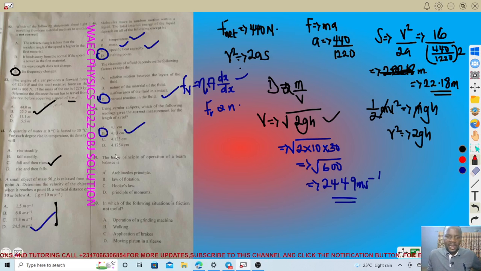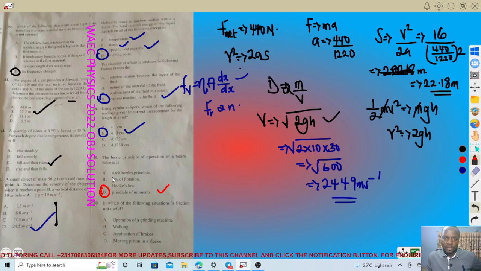Then 49 and 50. Yes, the basic principle of operation of a beam balance: a beam balance measures mass, so the principle is the moment of force about a point. Hope you understand. Whereas our spring balance works on Hooke's law. That is the difference between mass and weight.